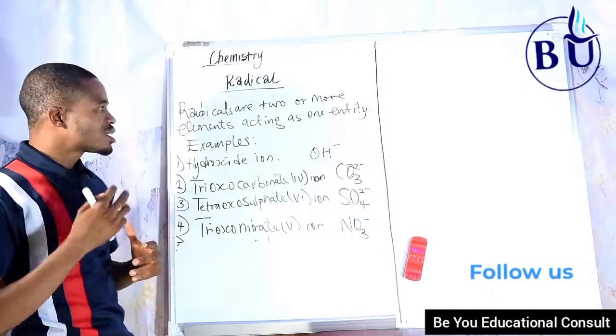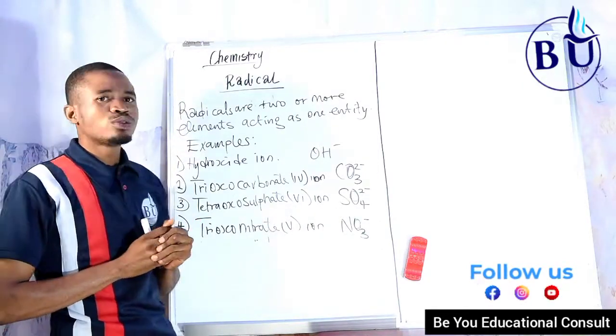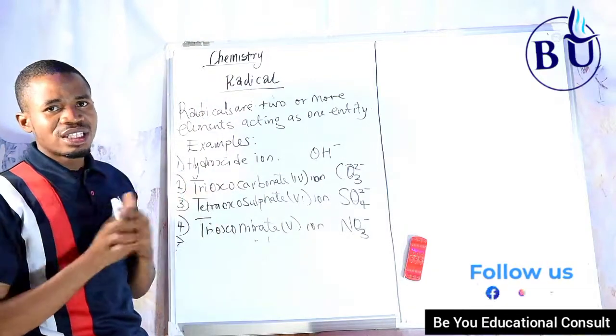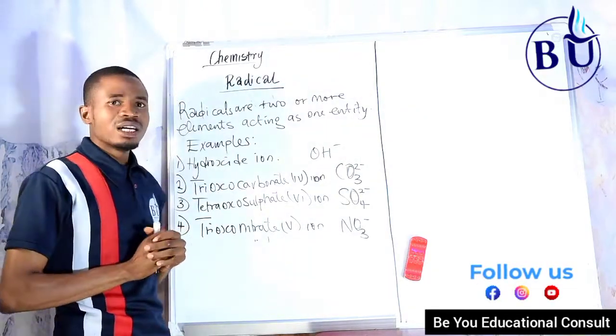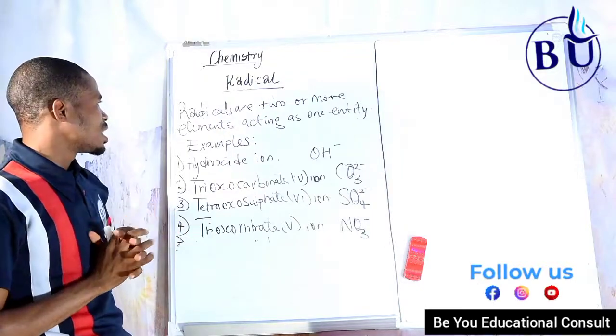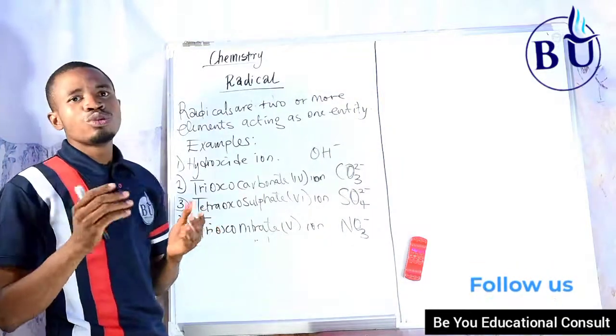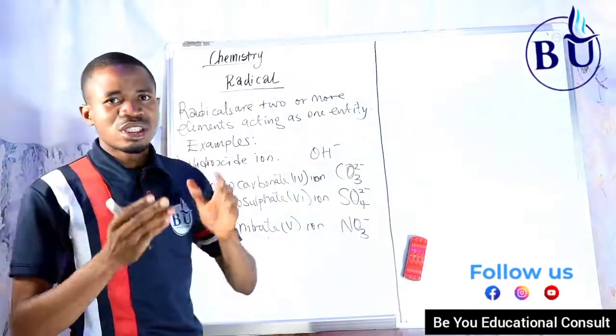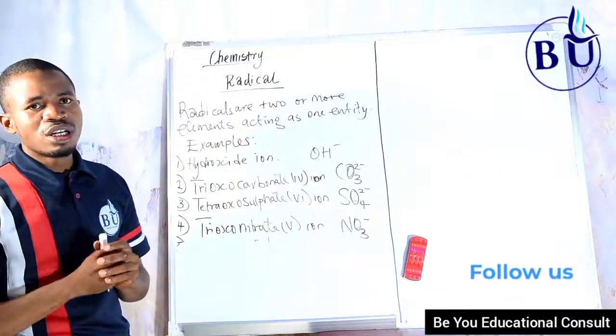So in our next lesson, I'm going to teach you how to work with radicals and valences when they are combining with an element. So just keep it in check that a radical is simply two or more elements acting as an entity.